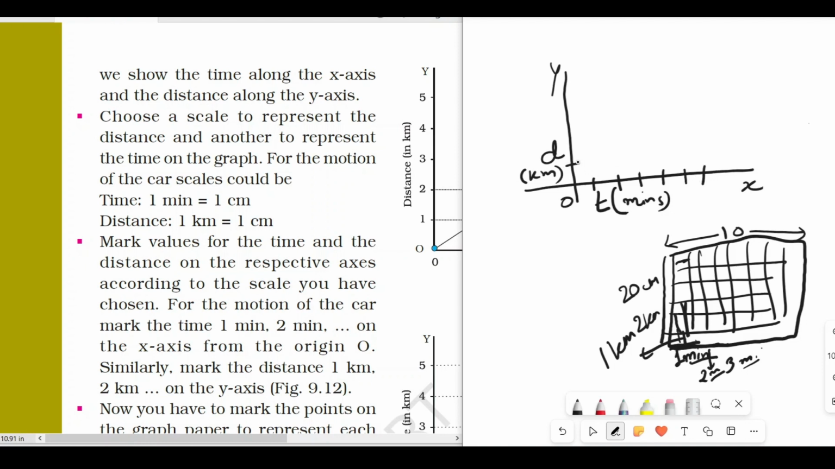Similarly, 1 centimeter is 1 kilometer, 2 centimeters is 2 kilometers, 3 centimeters is 3 kilometers, 4 centimeters is 4 kilometers, 5 centimeters is 5 kilometers. Okay, so this is how you mark your graph. This is 1, this is 2, this is 3, 4, 5. Again, 1 minute, 2 minutes, 3 minutes, 4 minutes, 5 minutes, and 6 minutes. Okay, so this is your markings on the graph.